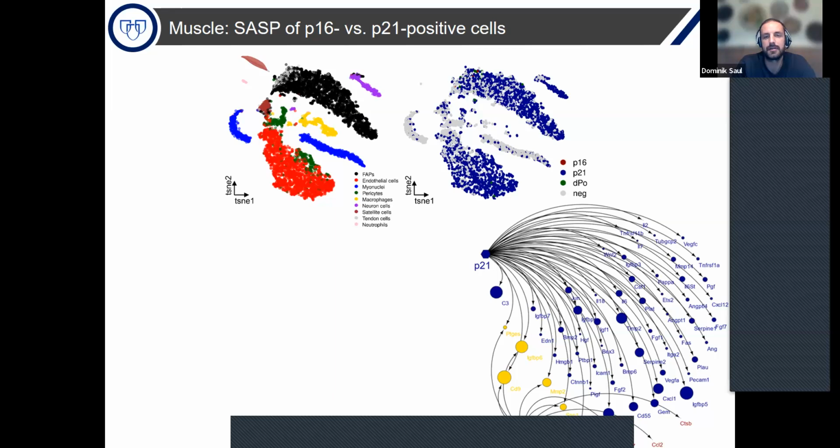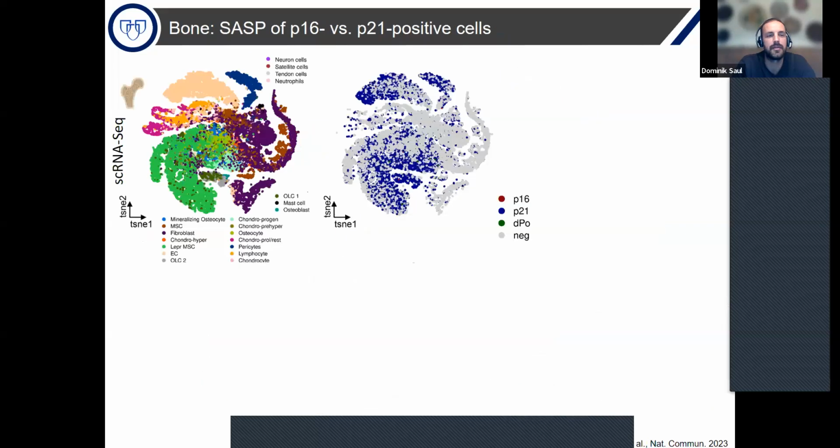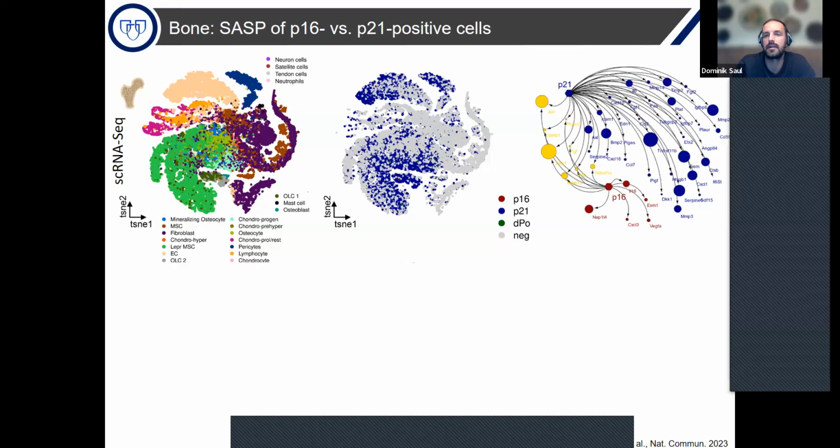Perfect. Okay, so the next organ, because as I said, we're a bone lab originally, was the bone sample, and we used the same approach, SenRNA-seq, then the previously mentioned selection criteria, and then the p16 or p21 positive cells. And again, the pattern stays consistent. You get a lot of secreted factors from p21 positive cells, not so much from p16, and just very little overlap.